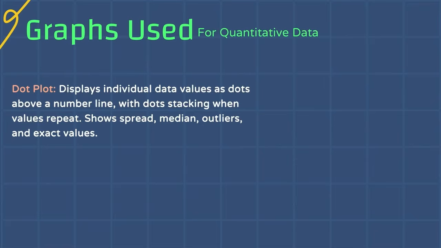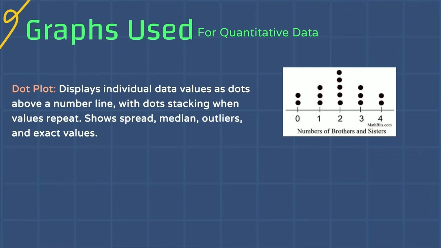Graphs used for quantitative data are dot plots, which display individual data as dots above a number line. So for 2, we see there are 1, 2, 3, 4, 5. That's the frequency for having 2 brothers and sisters.